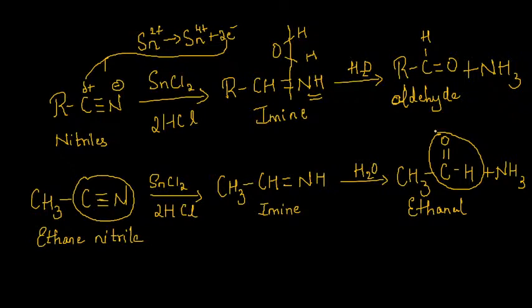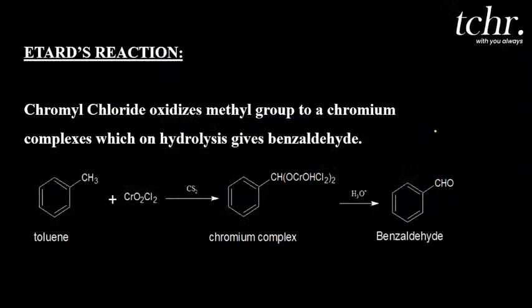So till now, students, we have understood two methods of preparing aldehyde. Both methods are reduction methods, correct? Rosenmund's reduction and Stephen's reduction. Through addition of hydrogen, what do we do? We convert nitrile group or acyl chloride to aldehyde. So I hope you all are understanding the concept. Now, I will move on to the next reaction, that is Etard's reaction.